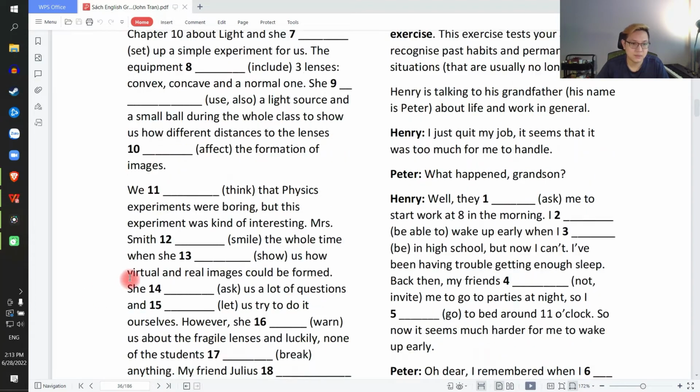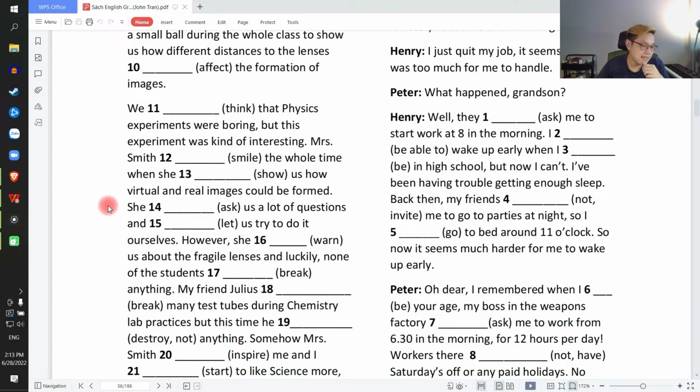Okay, number 11. We thought, or we used to think that physics experiments were boring. So you can simply say we thought, or you can say that it's a past habit that is no longer true, that is, we used to think that physics experiments were boring.